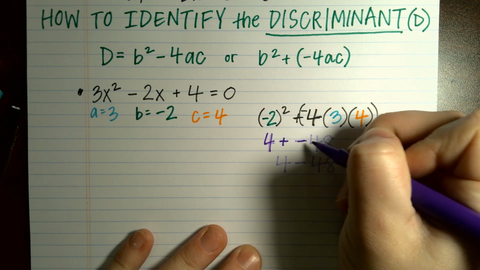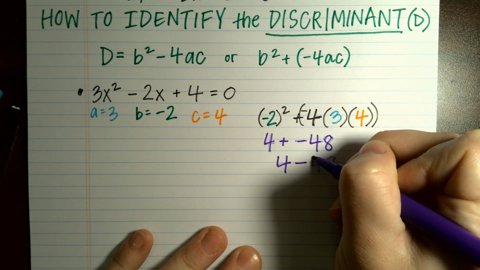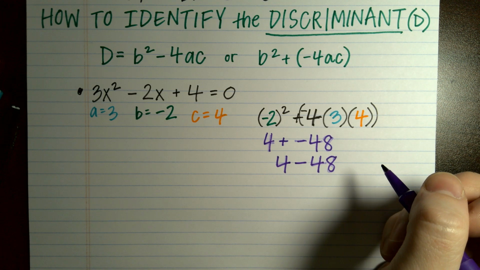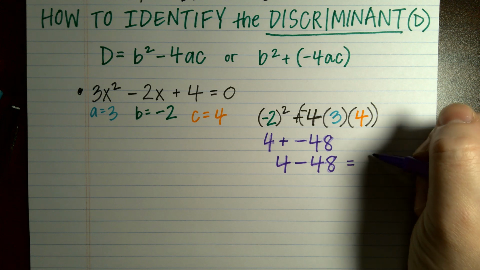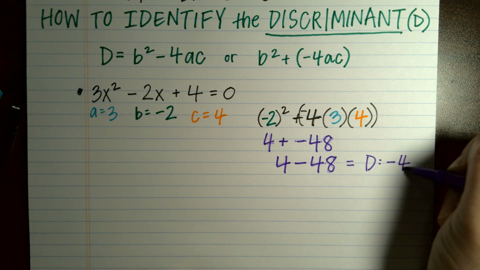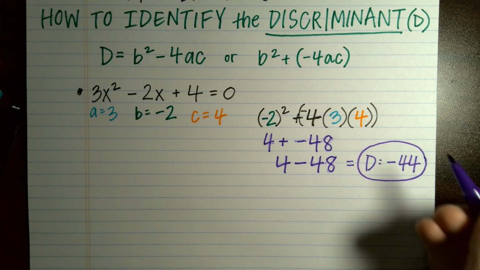Sorry, guys. So B would be -44. So 4 minus 48. What is that going to give us? -44. Yes. So that would be our D, our discriminant is -44. Okay. Good.